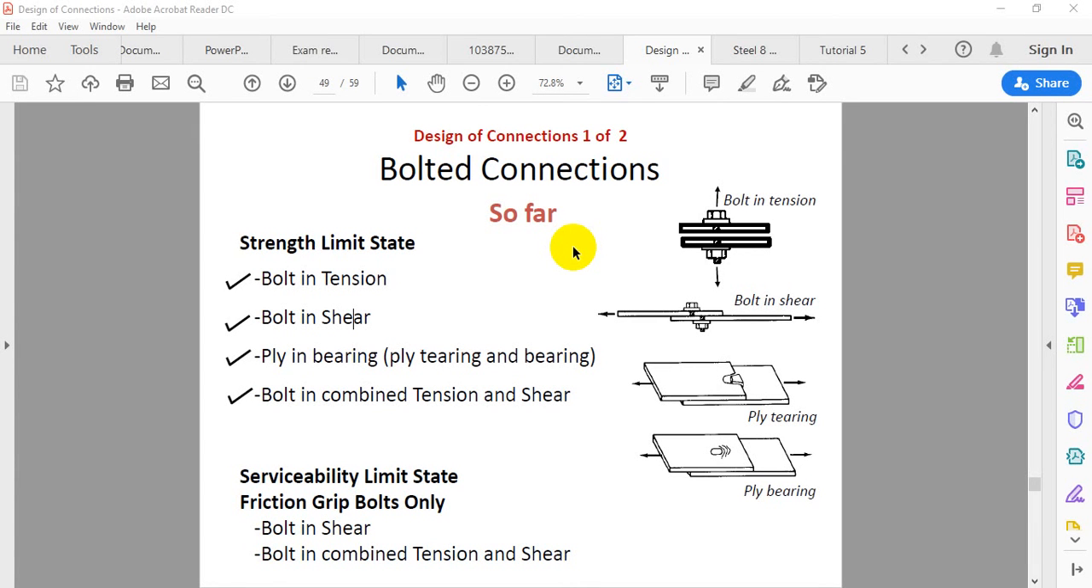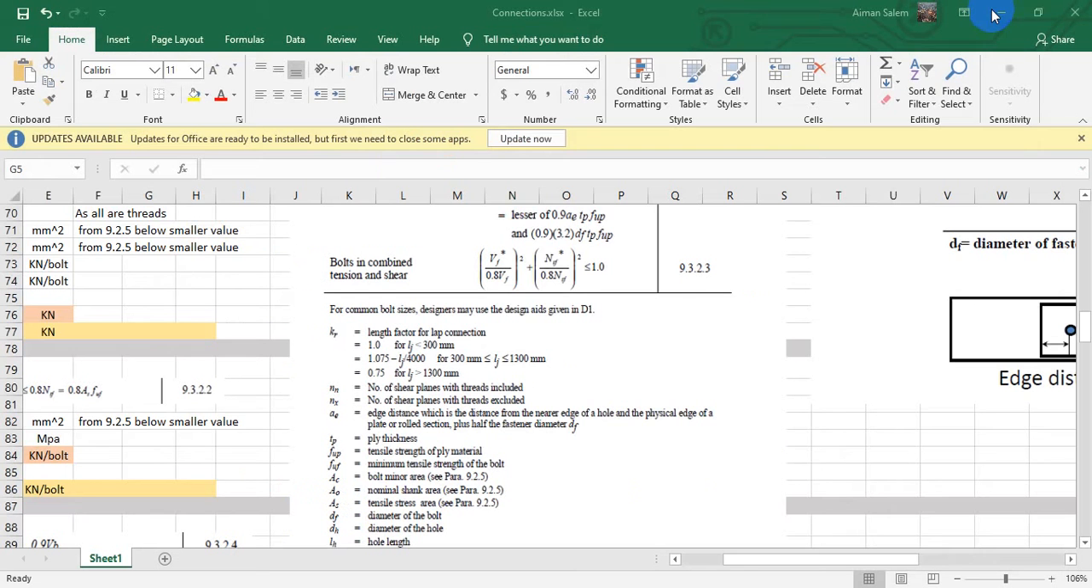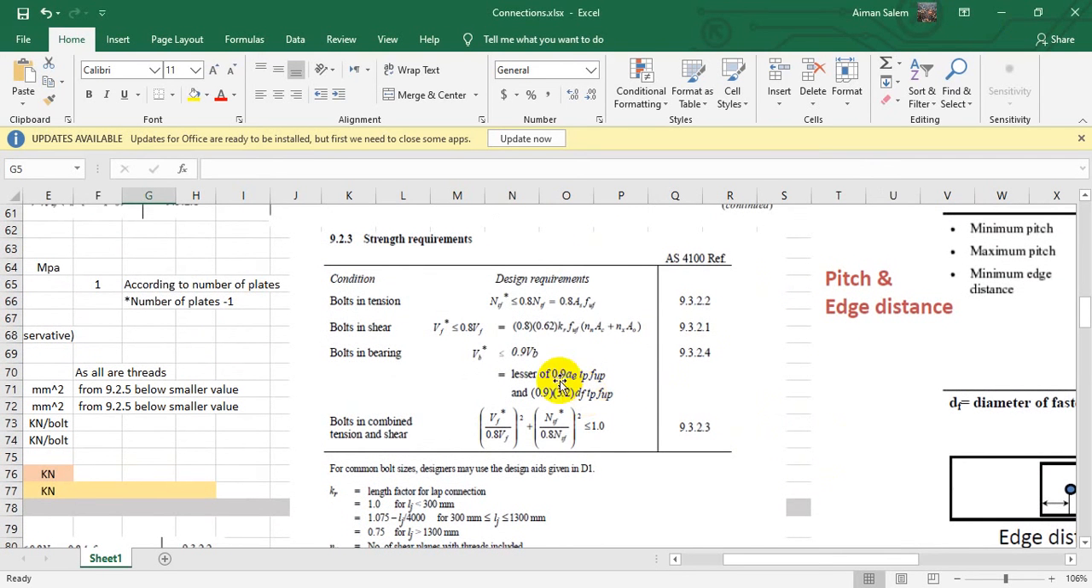Alright guys, so we've already checked the plates and tension. We've also checked our bolt shear. So now we have just our shear left, and we want to check the tearing and bearing. According to the code, to check for bearing and tearing, you have to apply this law: 0.9 VB.